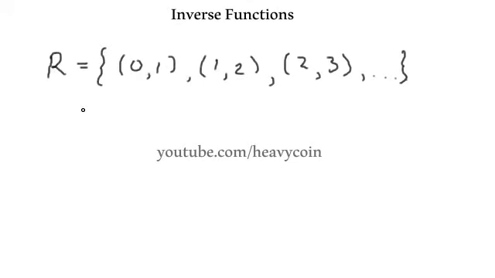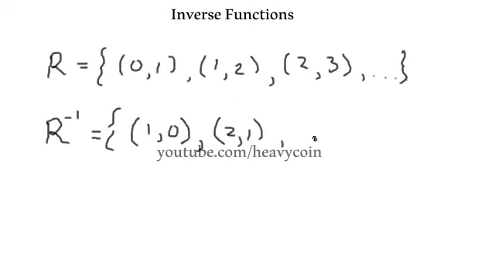Alright. Now the inverse of this relation, we're going to label as R with a little -1 up here. So this is going to be considered the inverse. And all the inverse is, we're going to flip both of these. We're going to exchange them. So 1 goes there and 0 goes there. Alright, and (2, 1), and (3, 2), dot, dot, dot, going on forever.